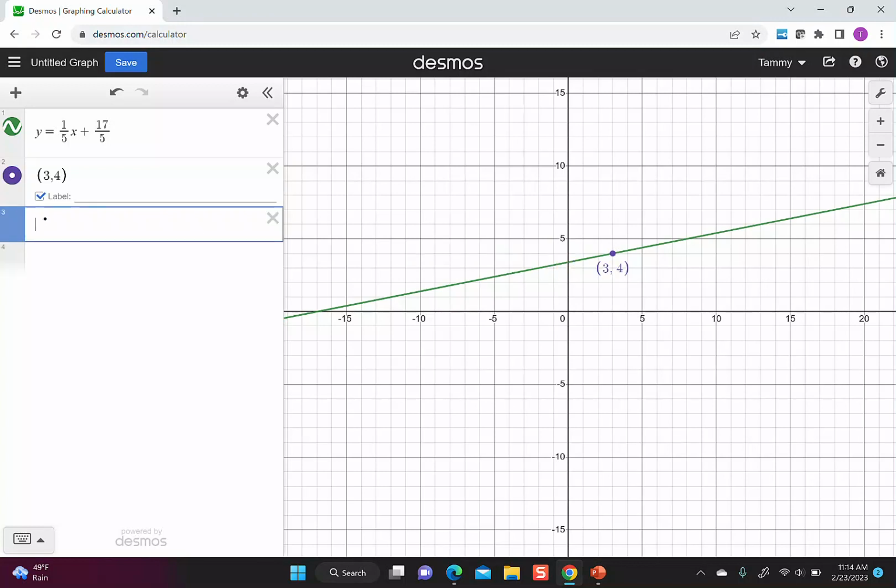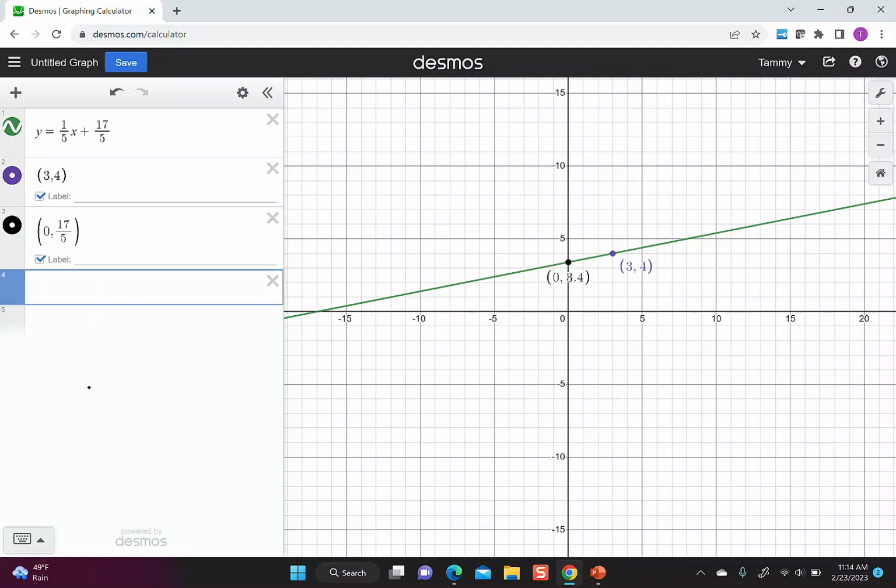What I also want to do is verify the intercepts. So we said our intercepts were (0, 17/5). So I'm going to put that in so I can see it on the graph, and let's label it. And we said our x-intercept was (negative 17, 0). So let's put that in and also say label. Love Desmos for this, to be able to give us that verification that we did things right and to graph it very nicely, because graphs sometimes are hard to do without technology.